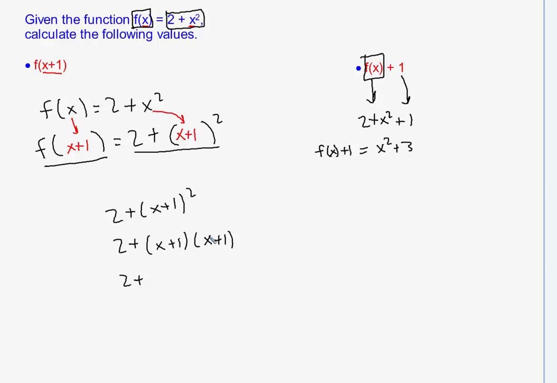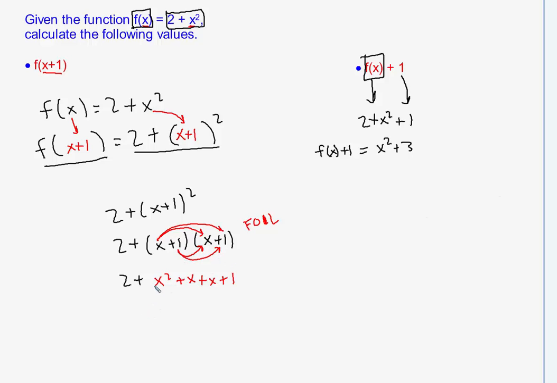Many of you probably learned this process as foiling, where you multiply the first terms. X times x is x squared. X times 1 is 1x. I'll just write x. And then this 1 times x would give you another x. And then finally, you would do 1 times 1, which is 1. So you may have learned that as the process which we call FOIL, because you multiply the first terms, then you multiply the outside terms, then the inside terms, and then the last terms.